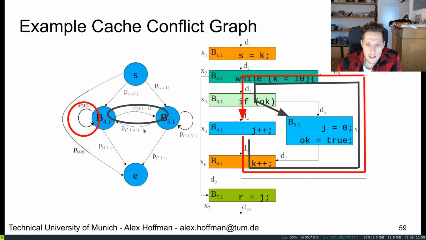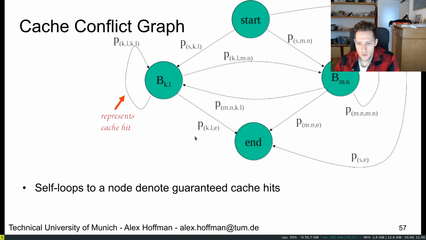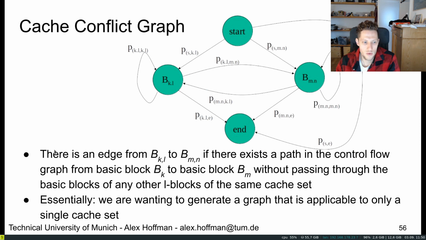And this gray line here is this jump between basic block 4.1 and 5.1, which is this path here. And so this is the logical process that you would go through if I was to give you a graph like this and say, hey, I want you to draw me up the cache conflict graph. It's a matter of logically going through and finding all of the possible execution paths, seeing whether you adhere to this rule.